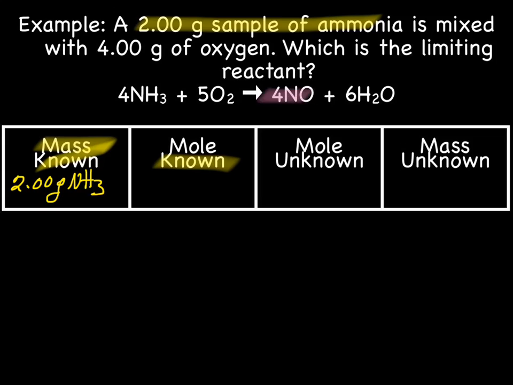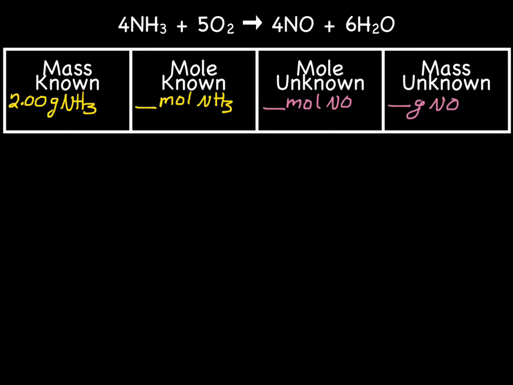And our unknown, we get to pick. I'm going to go ahead and pick NO. It doesn't really matter. We have to pick one of the products as our unknown. So I'm going to say blank grams NO. We have to go through blank mole of known and blank mole of unknown. So again, I'm starting with one of my givens, in this case the ammonia, and I need to calculate the mass of one of the two products. It doesn't really matter which one you pick, you'll get the same answer.